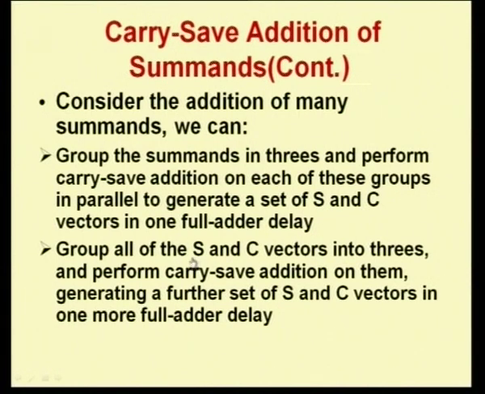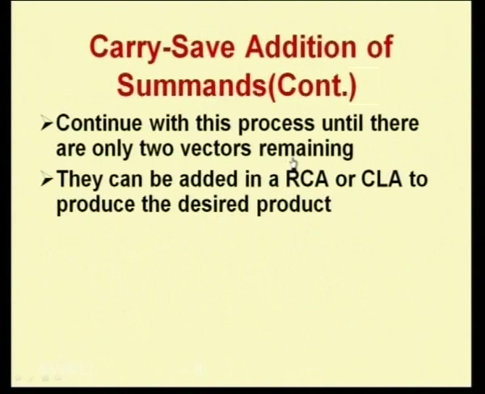Now you will group all the S and C vectors into 3s and keep on performing carry save addition on them, generating another set of S and C vectors in one more full adder delay. So you will have 2 full adder delays and you would have generated another set of S and C vectors. Now you will continue this process until there are only 2 vectors remaining, and then these 2 vectors can be added using either a ripple carry adder or a carry look ahead adder to produce the desired product, okay.